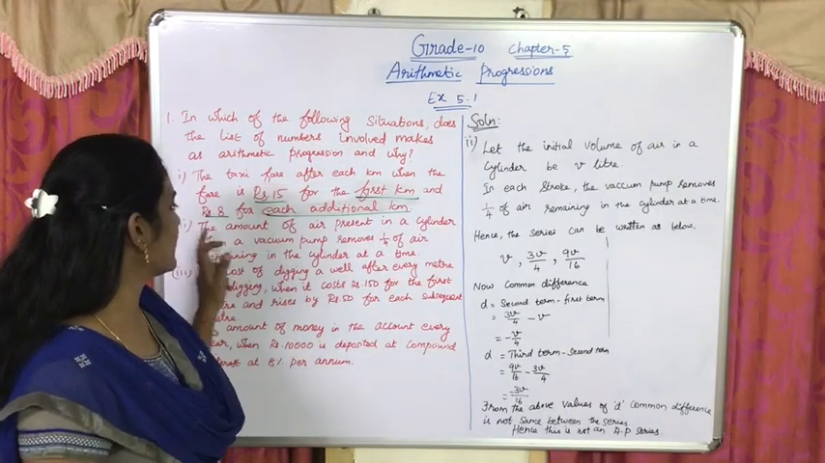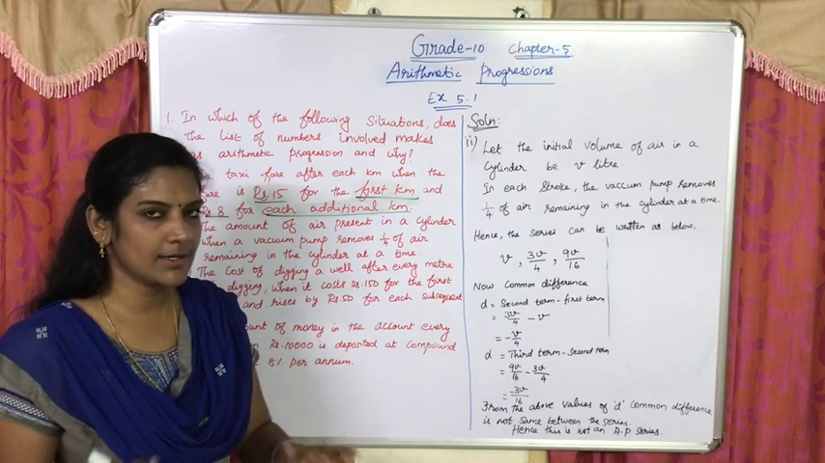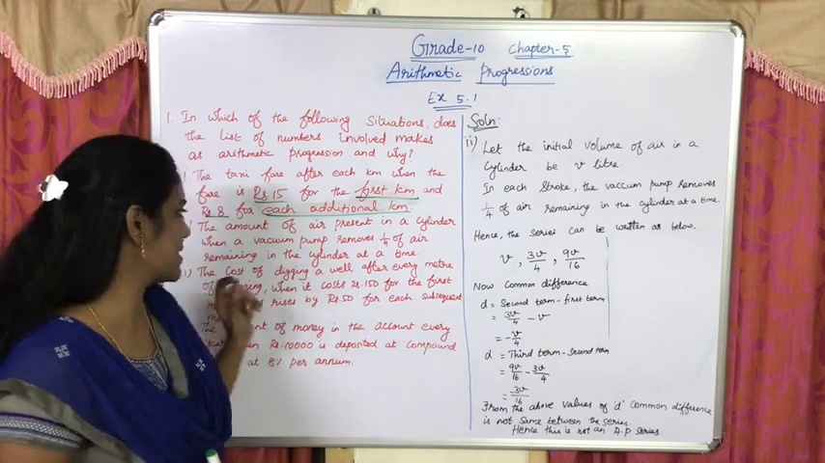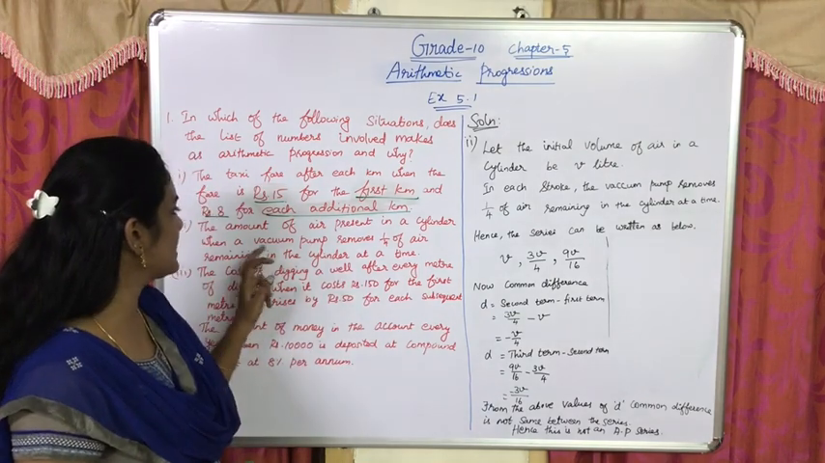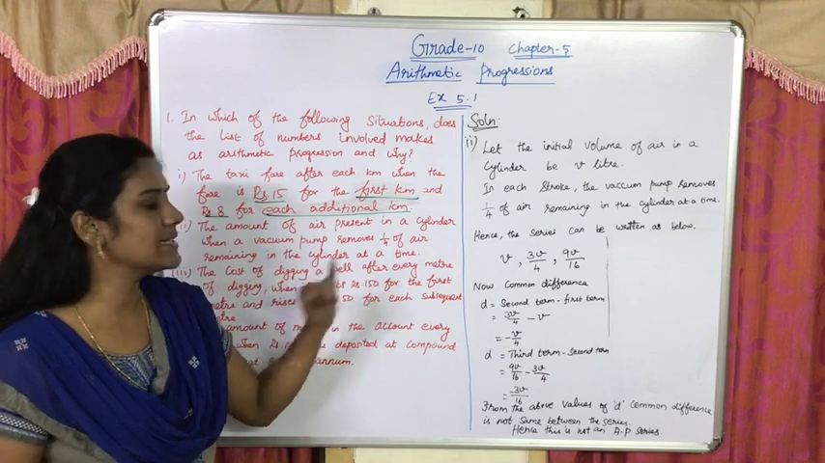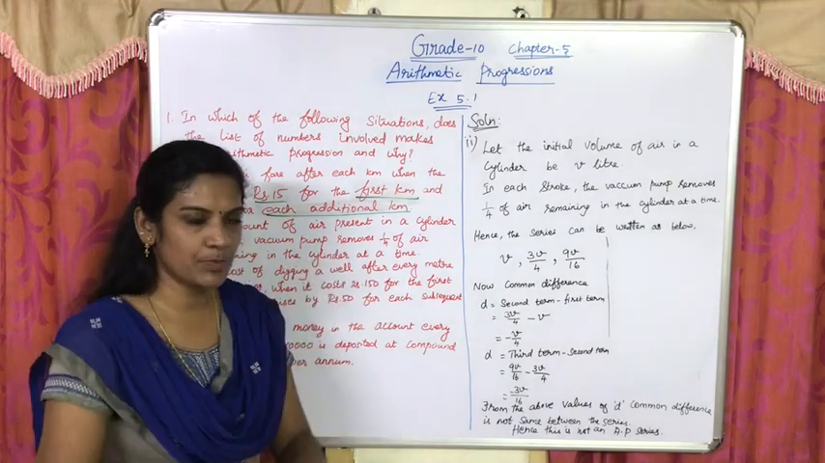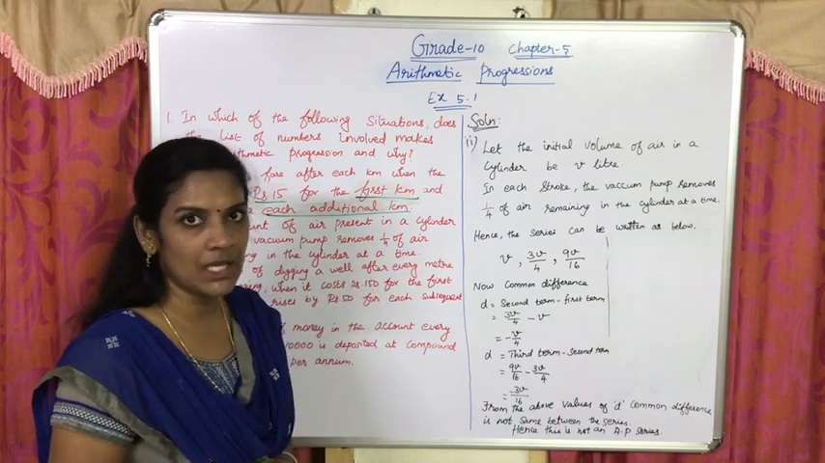Is it clear? Okay. See the second subdivision: the amount of air present in a cylinder. So in a cylinder some amount of air was present. When a vacuum pump pumps the cylinder, it removes 1/4 of the air remaining in the cylinder at a time. So with each pump, 1/4 of the air is released from the cylinder.